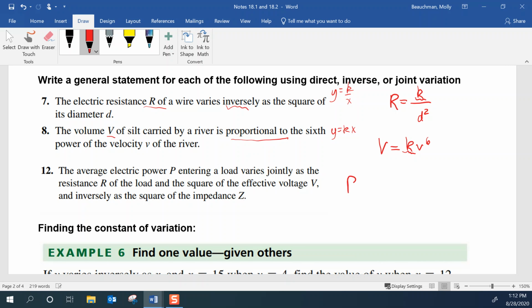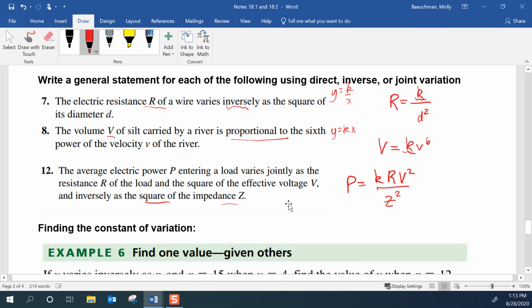Okay, so P equals K, our constant of variation, varies jointly as the resistance capital R and the square of the effective voltage V, and inversely as the square of Z. So there's our joint variation equation.